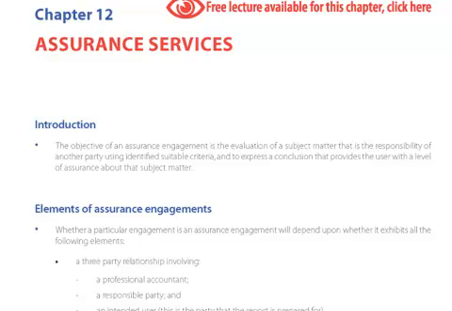So subject matter, the suitable criteria that we're going to use. These are standards or benchmarks used to evaluate or measure the subject matter, and then there will be a conclusion. The subject matter may be information such as historic or prospective financial information, statistical information, or performance indicators. It could be systems and controls, including things like internal control systems or accounting systems, to assure the third party that things are operating as they should do.